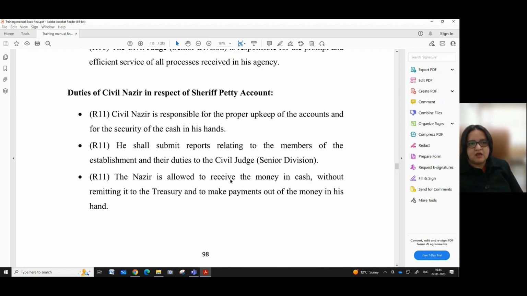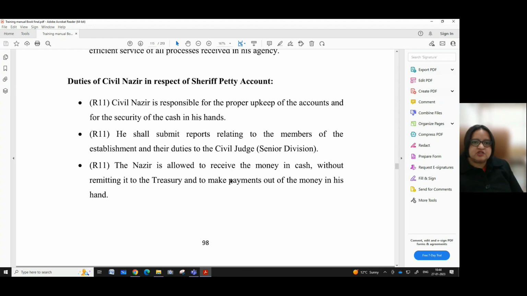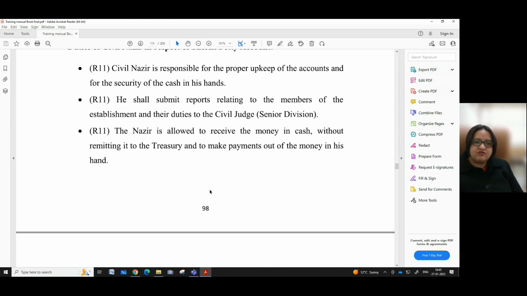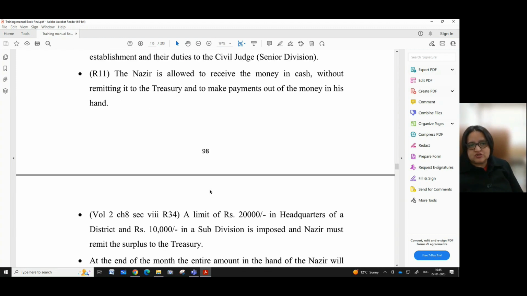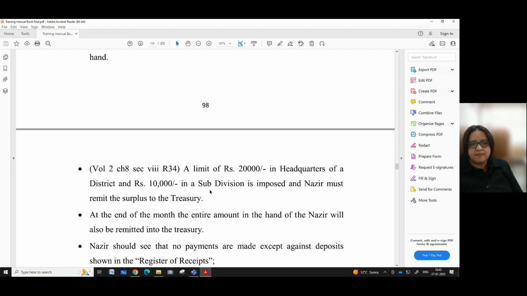Duties of Civil Nazir in respect of Sheriff Petty Account. Rule 11 says that Civil Nazir is responsible for the proper upkeep of the accounts and for the security of the cash in his hands. Rule 11 also says that he shall submit reports relating to the members of the establishment and their duties to the Civil Judge Senior Division. Rule 11 also says that the Nazir is allowed to receive the money in cash without remitting it to the treasury and to make payments out of the money in his hand.